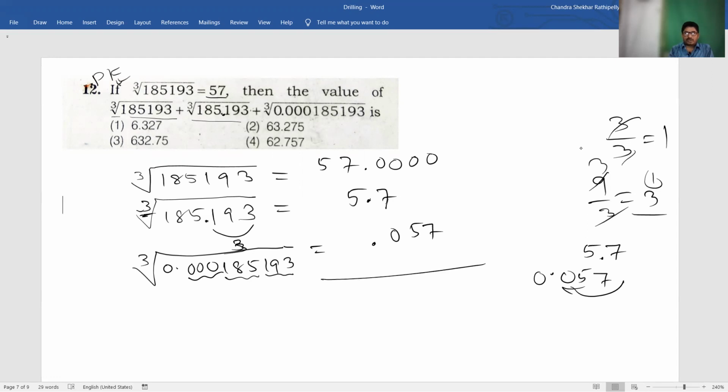0.057. So now we have to add all this. So no need of this 0. This no need. 7 5 plus 7, 12. The sum is 62.757. So option 4.